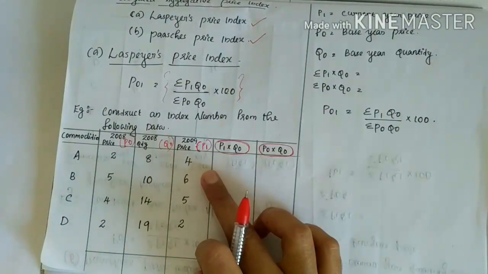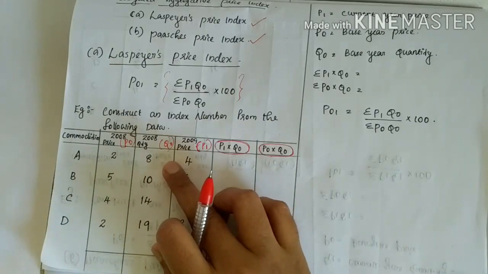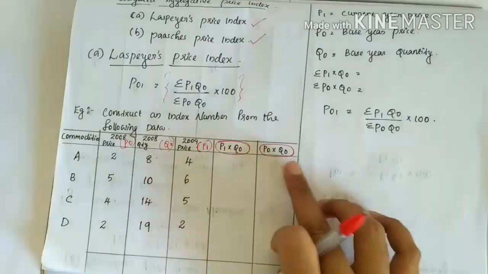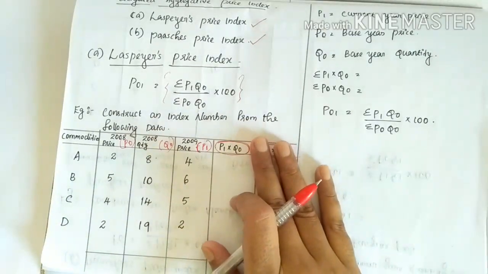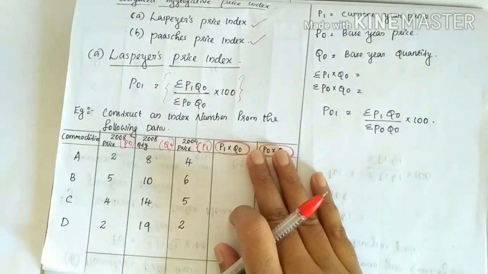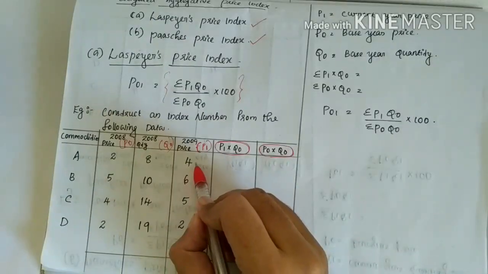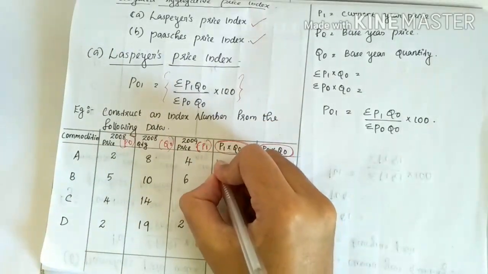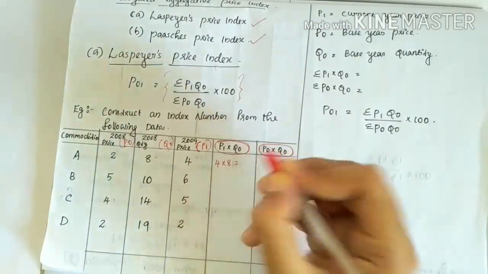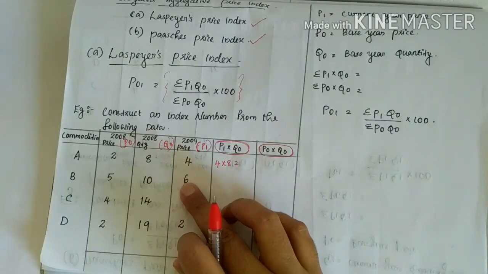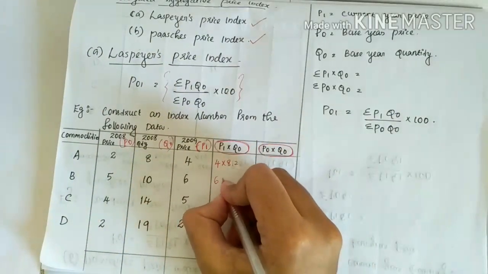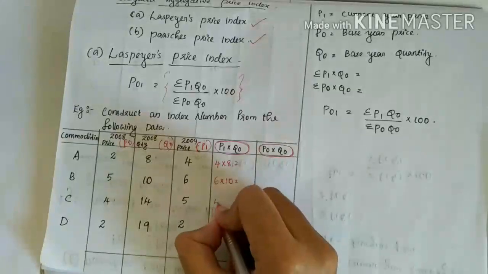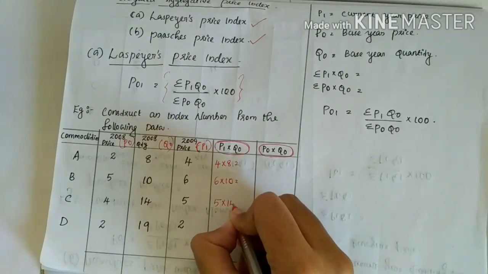After identifying the P0, P1 and Q0, you have to calculate P1 into Q0 and P0 into Q0. First you have to calculate P1 into Q0. Here the P1 is 4 and Q0 is 8, so the answer is 4 into 8. Here the P1 is 6 and Q0 is 10, 6 into 10. And here the P0 is 5 and Q0 is 14, like that.